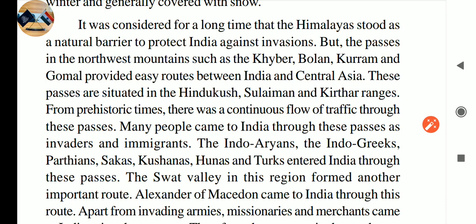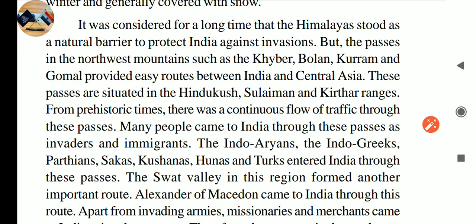Let me come to this one theory. It was considered for a long time that the Himalaya stood as a natural barrier. As I told, it is definitely a natural barrier because people can't enter through that because it is very high, 8,848 meters. It is not easy for invaders or attackers to cross into India through that region. So in which region they passed, that is a question.